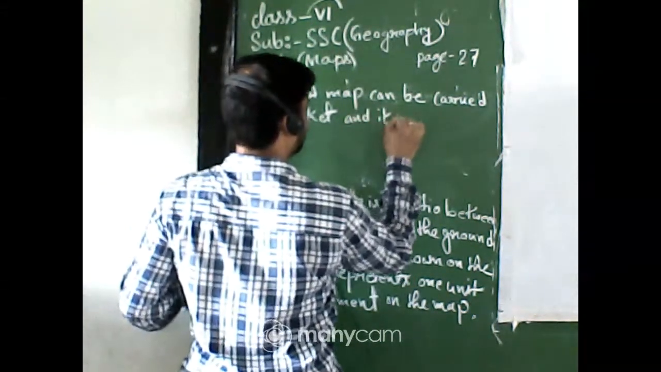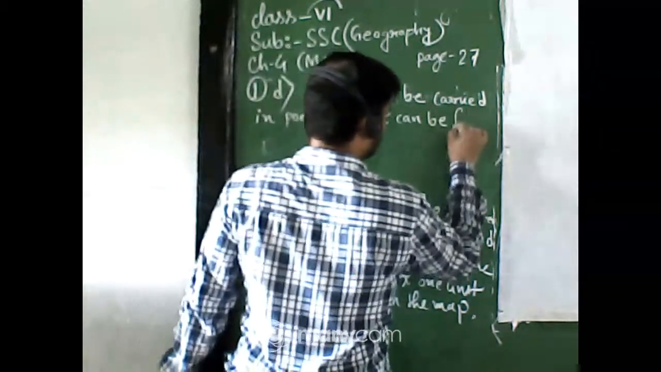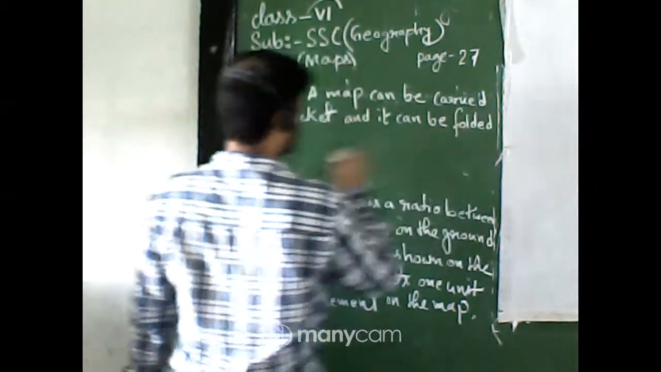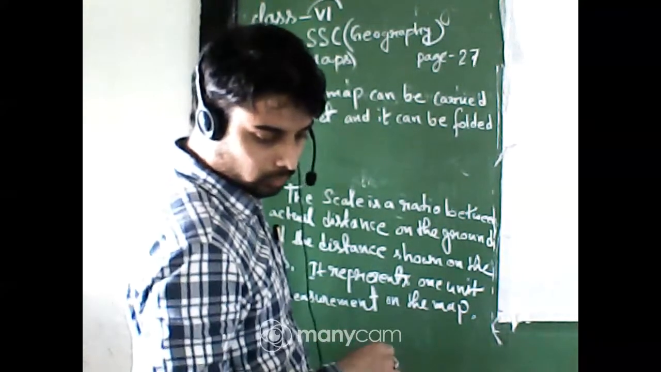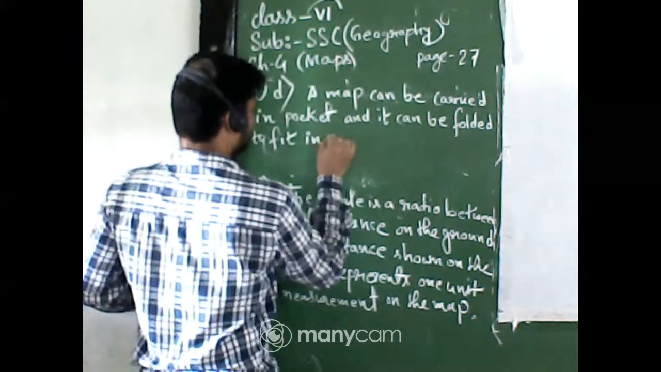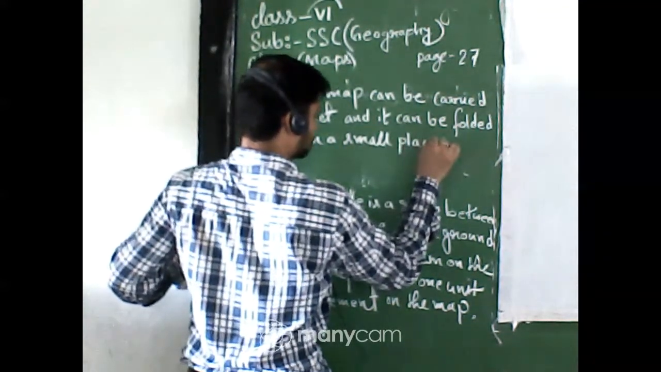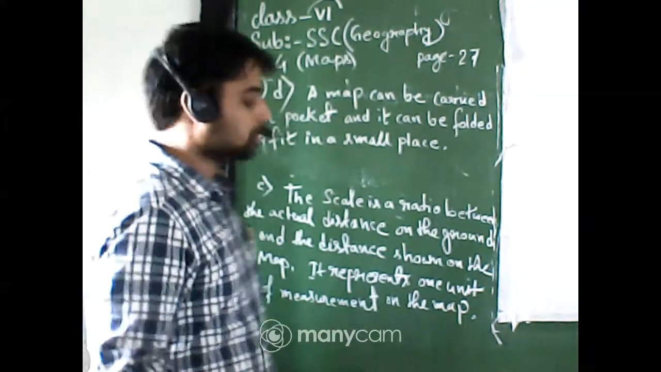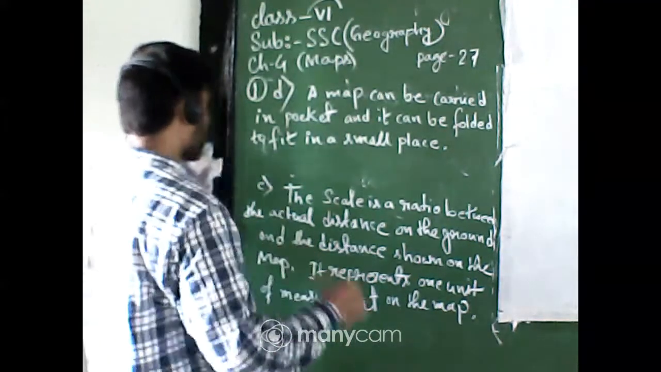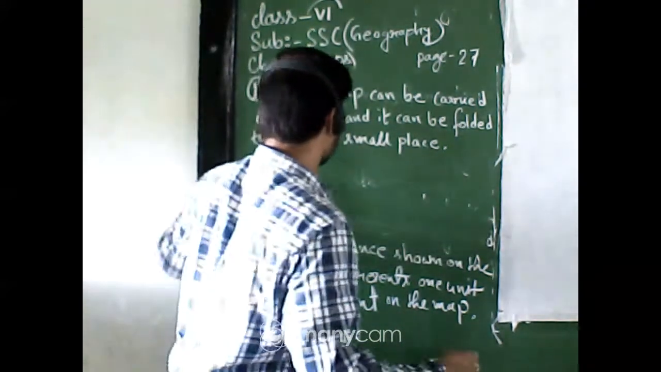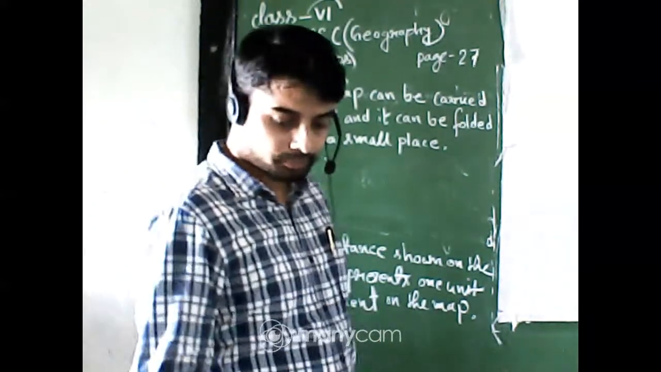And it can be folded to fit in a small place. Okay. After full stop, next paragraph, change the paragraph. Okay, change the paragraph and write here. So you can give a bullet in this way.